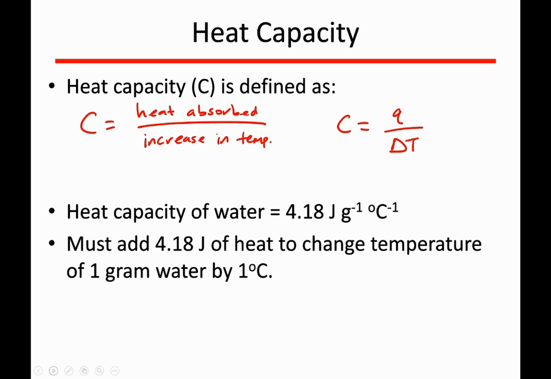And the reasons for that will be discussed in a little bit more detail in Chem 1C when we talk about things like hydrogen bonding. But it's important to know that different substances have different tolerances or different capacities for heat absorption.